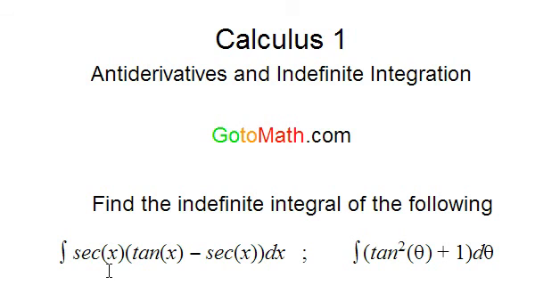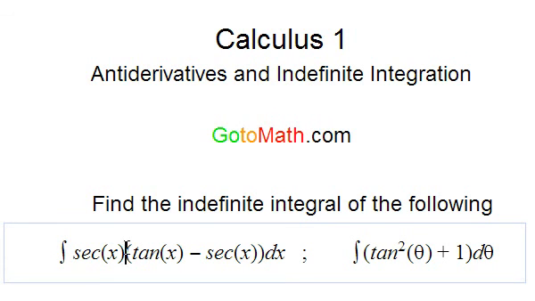Okay, this one here is secant x, and then you can see there's a parentheses and a closing parentheses. So this is secant x times, in parentheses, tan x minus secant x, and of course then we have our dx. Alright, so that one's not going to be too bad. This one here we're going to have to use a Pythagorean trig identity to rewrite it, but this is just tan squared theta plus 1 d theta. Alright, so let's go to the board and work this stuff out.